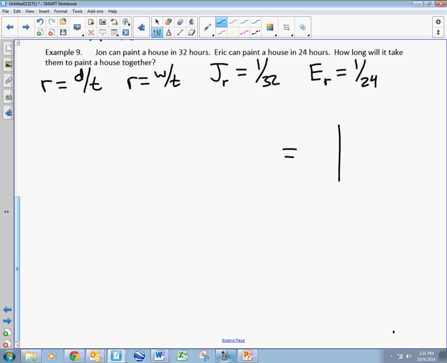And we're going to take the amount of work that John does and add it to the amount of work that Eric does. Well, my equation right now is solved for rate, not work. So how would I solve this equation for work? Multiply by time. So rate times time is equal to the amount of work that you get done.